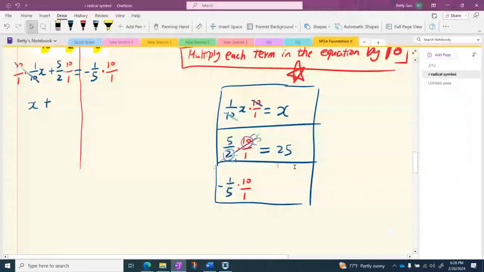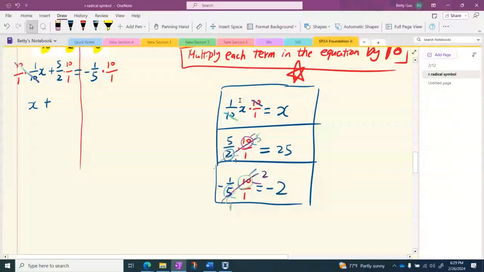The last one, remember, keep the sign, it's a negative. Negative times the positive is a negative. And on this diagonal, butterfly, right? 5 and 10. 10/5 is 2. The GCF is 5. 5 is going to become 1, 10 is going to become 2. So we have a negative 2. All right? We break it down.